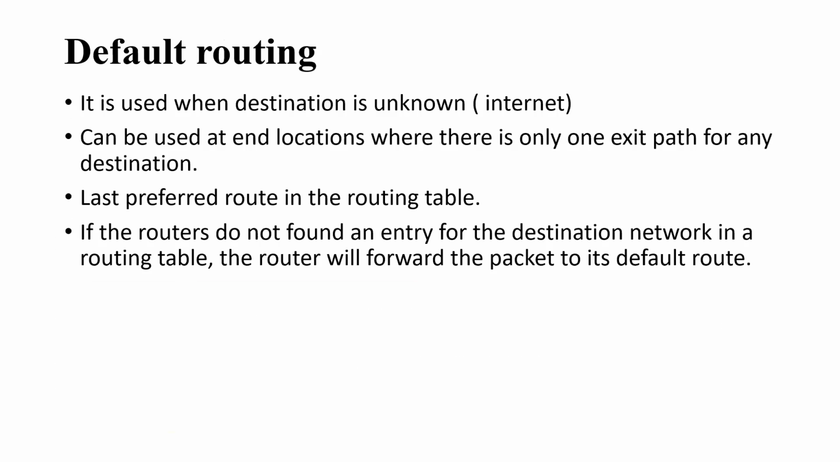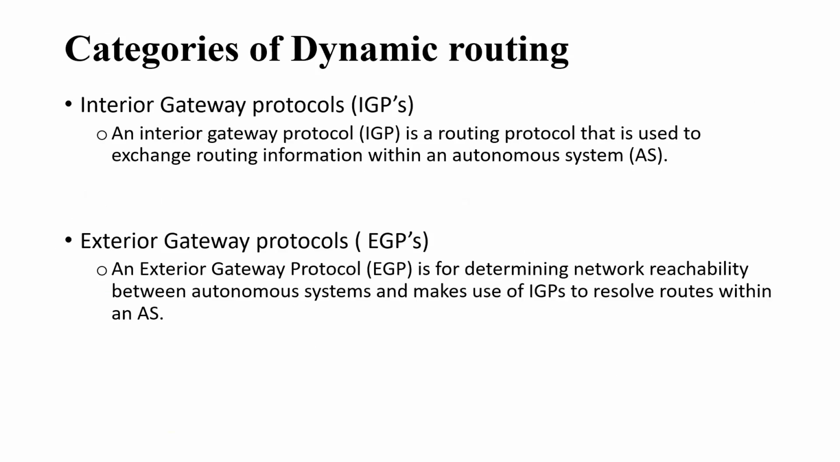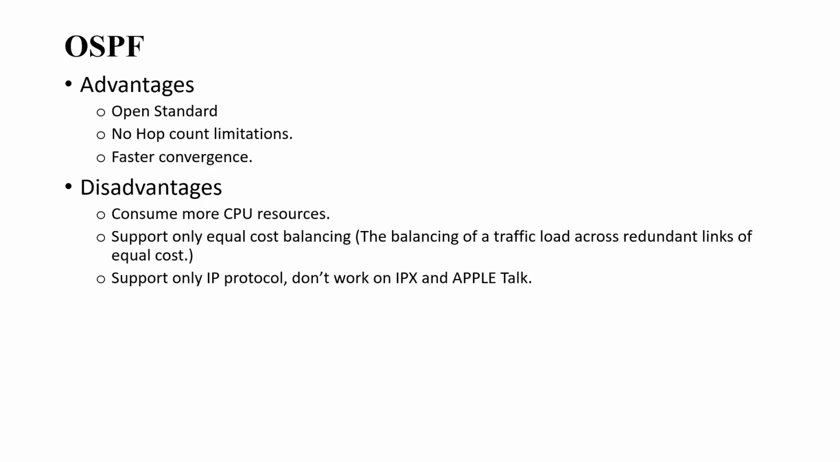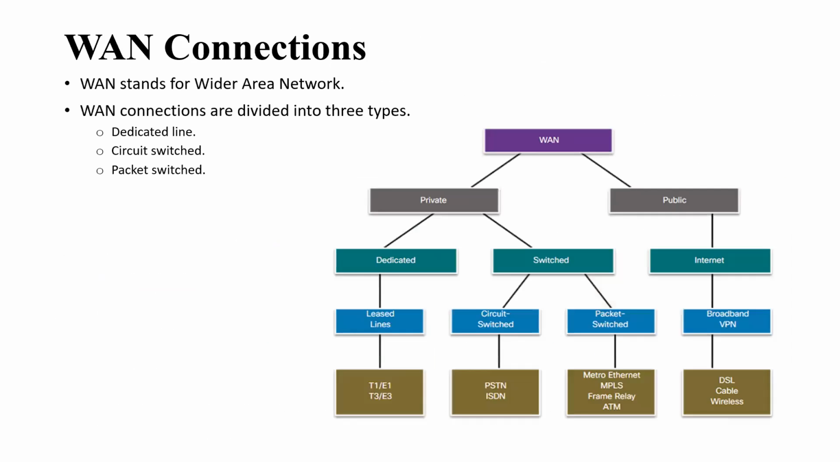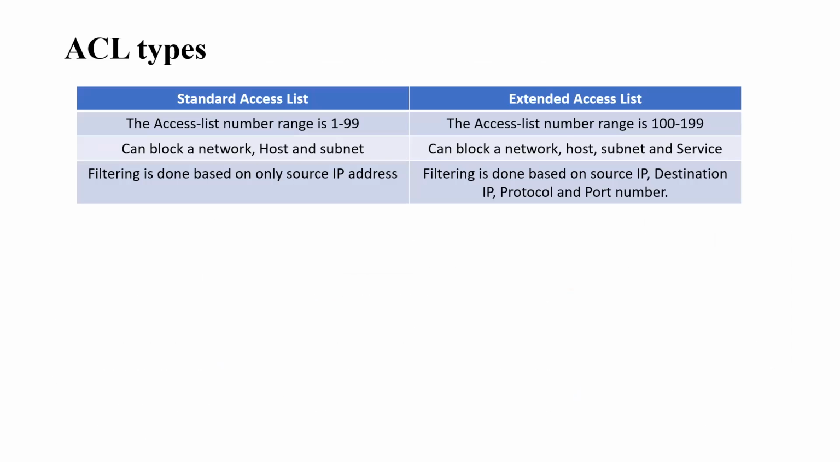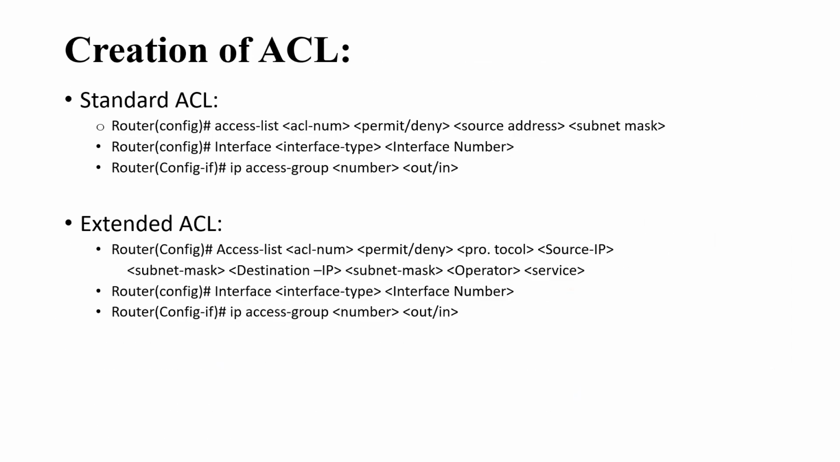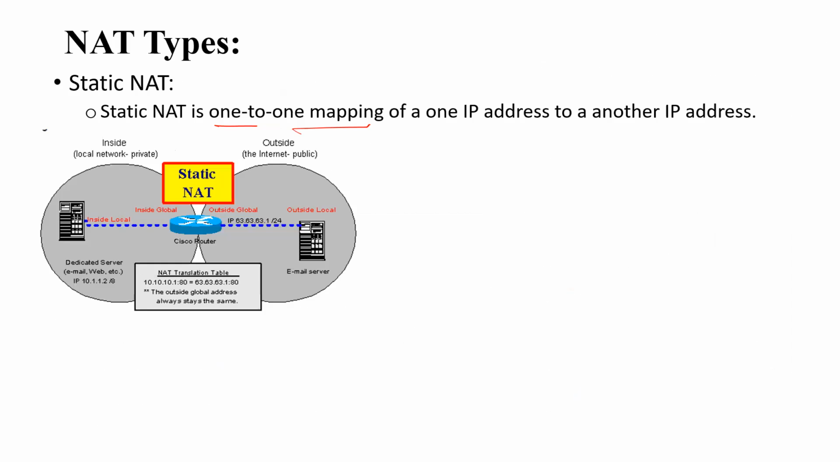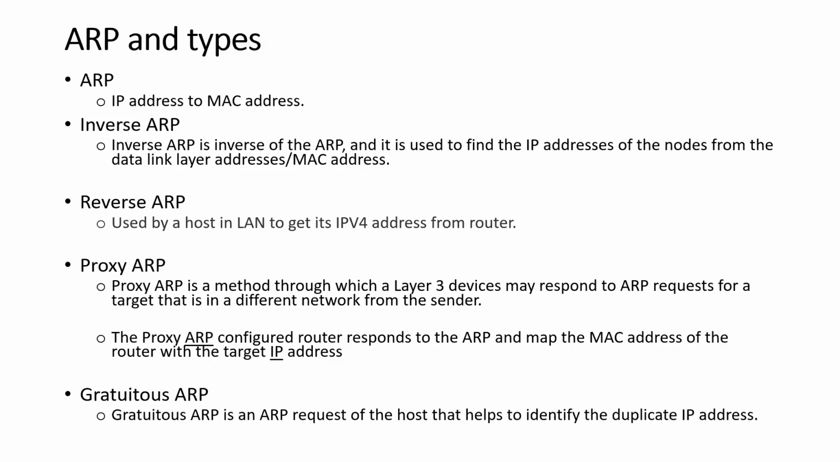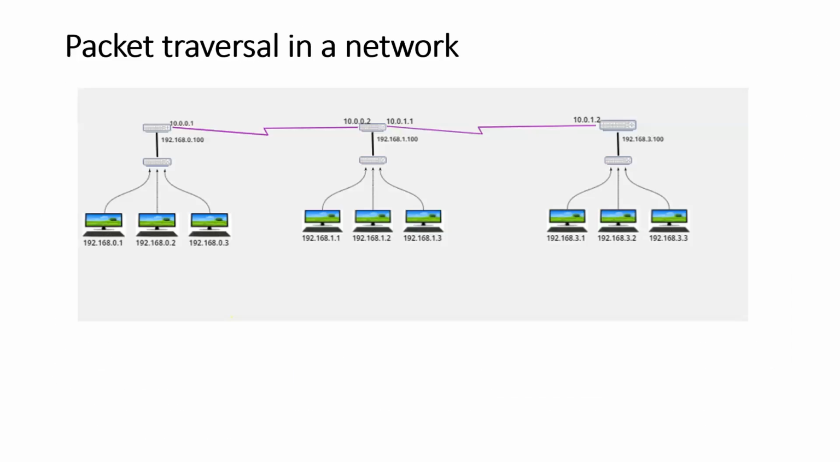We'll discuss everything, dynamic routing protocol. Once dynamic routing protocol is done, then we'll discuss WAN connections. Once WAN connections are finished, then we have different kinds of ACL, that is access control list. Then we have different types of NAT available. Once all this is done, then we'll go ahead with the firewall concepts. There are many things to discuss in the basics itself.